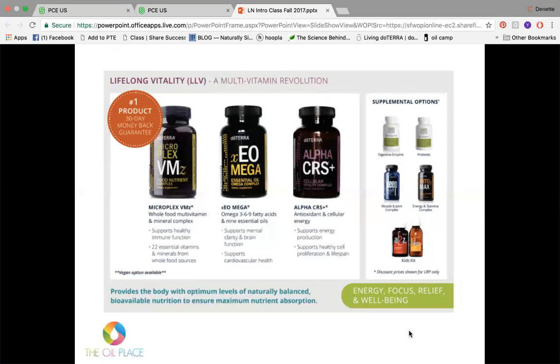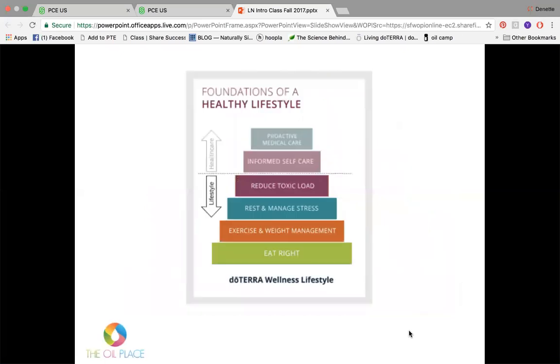So let's go to the next. The foundations of a healthy lifestyle. This is doTERRA's wellness lifestyle, and we really educate that these are the steps for you to manage a healthy lifestyle. So foundationally, you need to eat right, exercise, and manage your weight. It's really important to reduce stress, manage stress, and make sure you're getting a full 8 hours of sleep, reducing your toxic load.